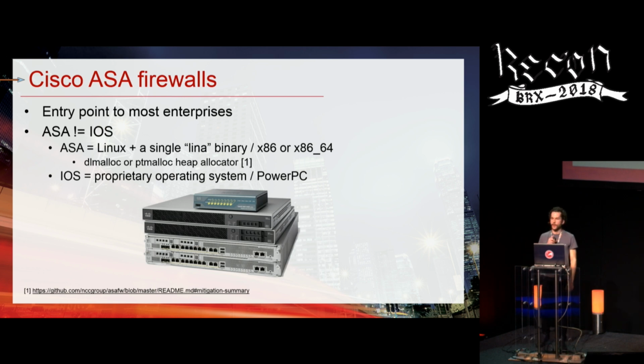Basically, they are the entry point to most enterprises because that's how you connect to the VPN to get access to your internal network or this kind of thing. So either you have a Cisco ASA, or you have a Juniper or other model, but you need such a device anyway.